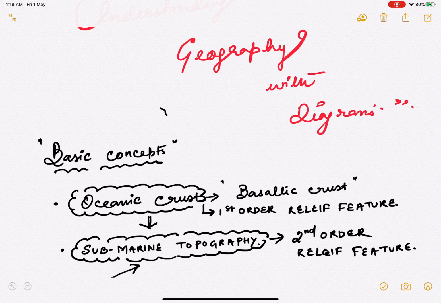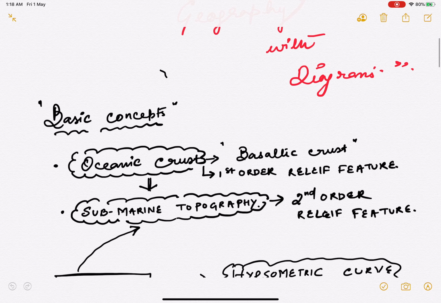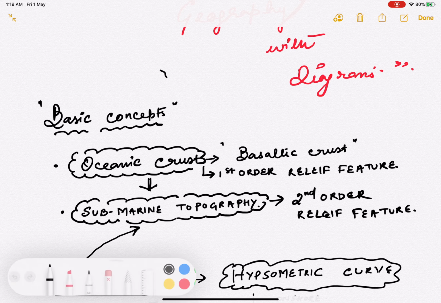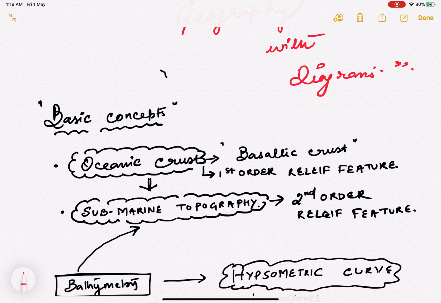Oceanic crust is of the first order relief. Now, what exactly is a first order relief? The first order relief is basically the main infrastructure over which other relief exists. In the case of the Deccan Plateau, I would call the Deccan Plateau itself the first order relief.